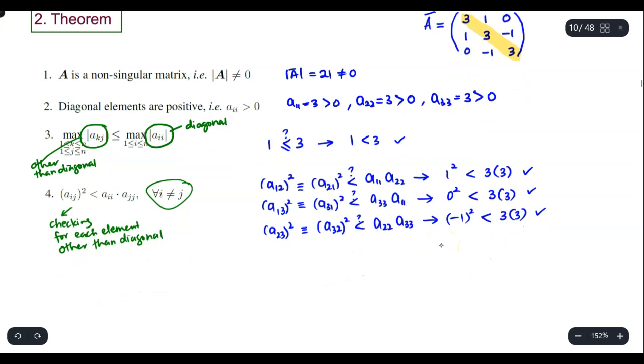All right, so write down: since all conditions are satisfied, therefore A is an SPD matrix.